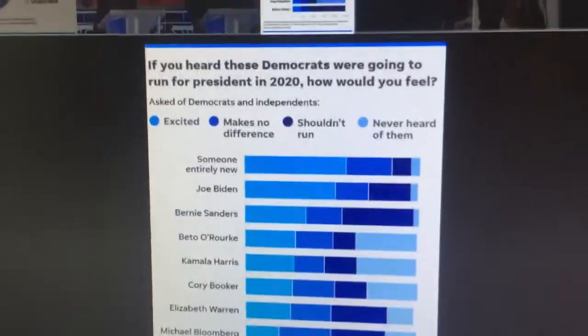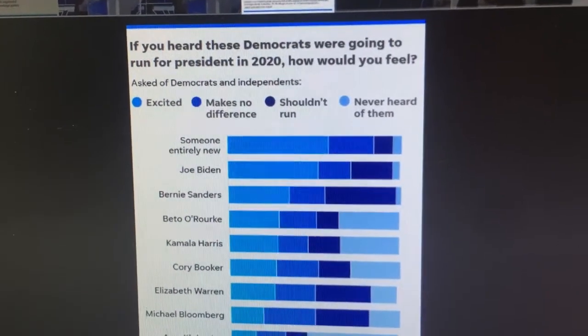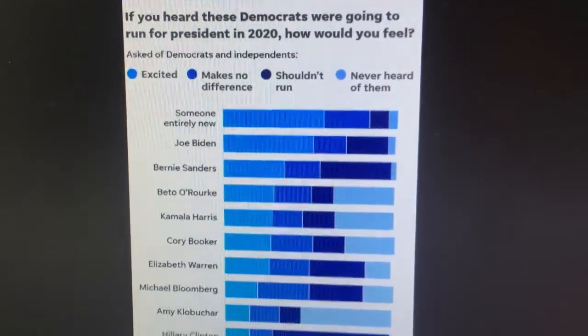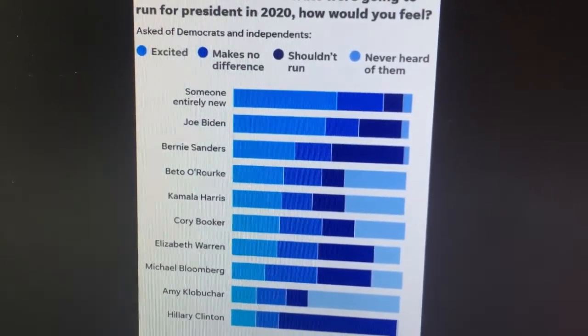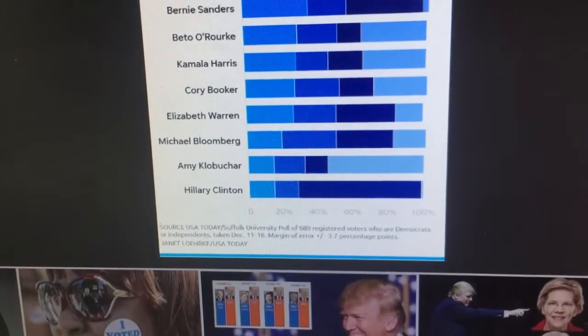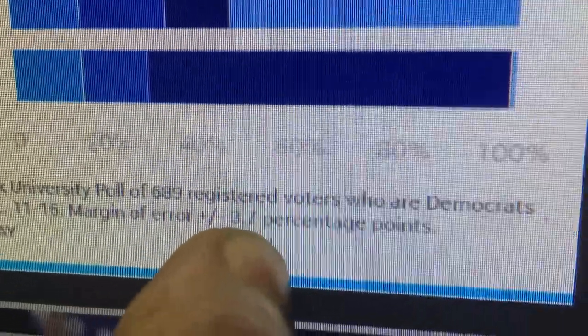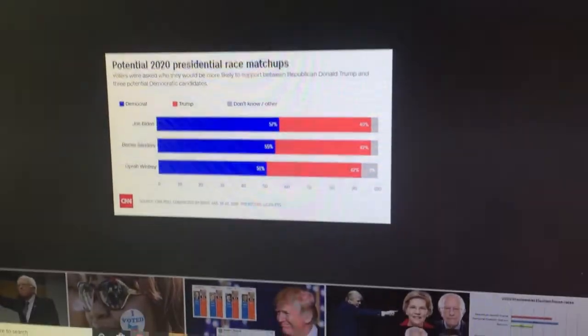Okay, here's one. If you heard these Democrats were going to run for president in 2020, how would you feel? Excited, makes no difference, and whatever. But if you look down here, the margin of error, right there, is kind of hard to see. Margin of error is plus or minus 3.7 percentage points. Now, you may have never noticed this on statistics that you see on TV or in newspapers.